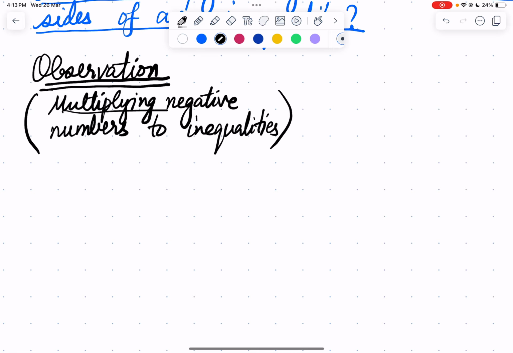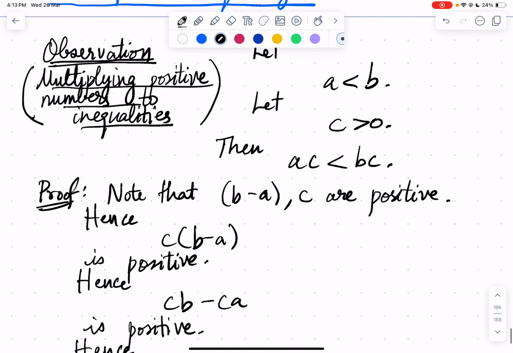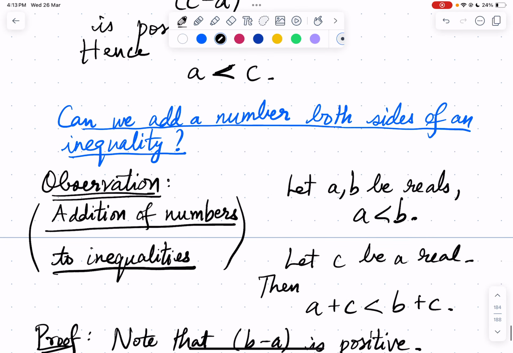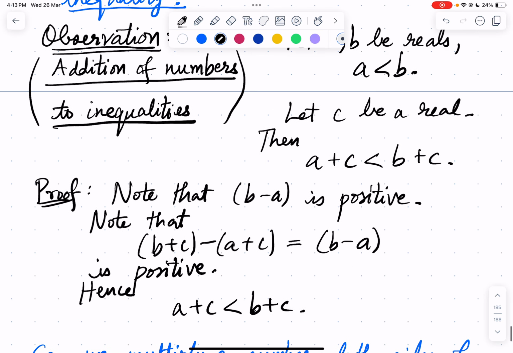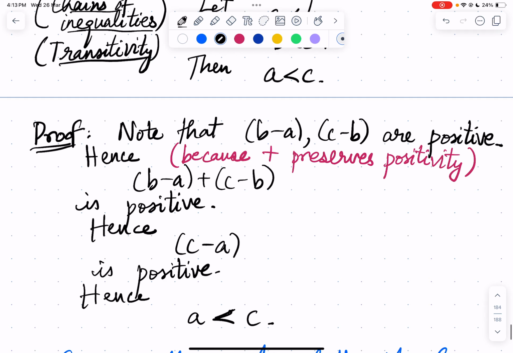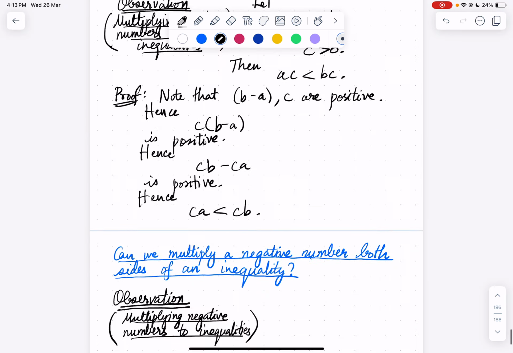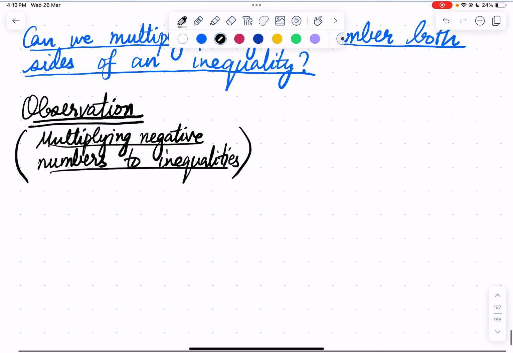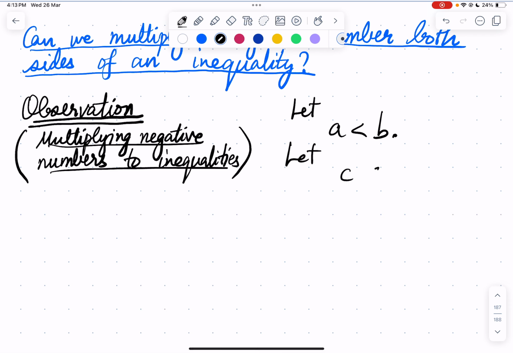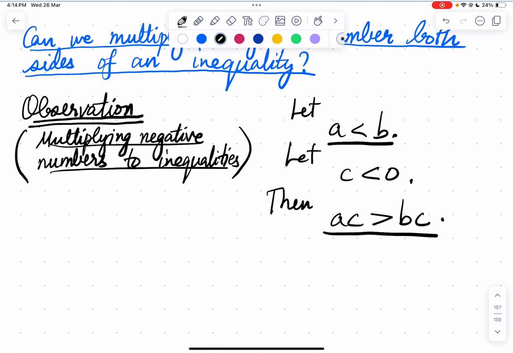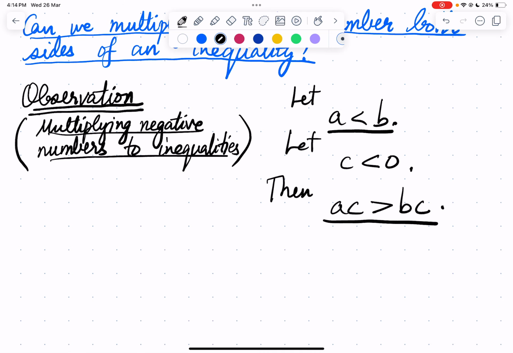So note that in all these observations, questions and proofs, we are reducing the statement to a positivity statement, and we are using the basic properties of positivity, right? So okay, multiplying negative numbers to inequalities. Let A be less than B, but now let C be less than 0. Then AC will turn out to be greater than BC. So if you begin with A less than B and multiply both sides by a negative number, then you will flip the inequality, so to speak. A less than B becomes AC is greater than BC.